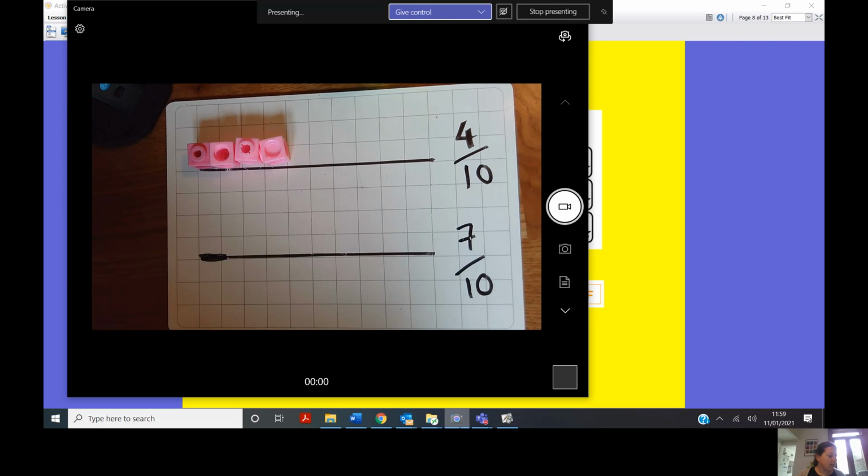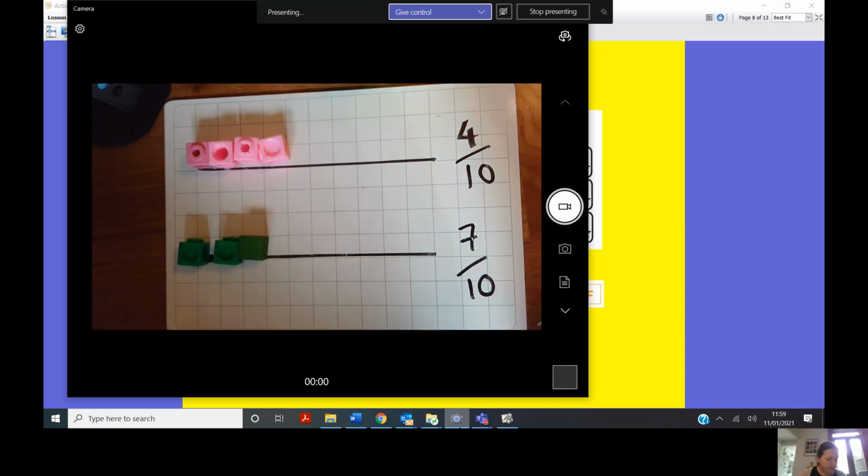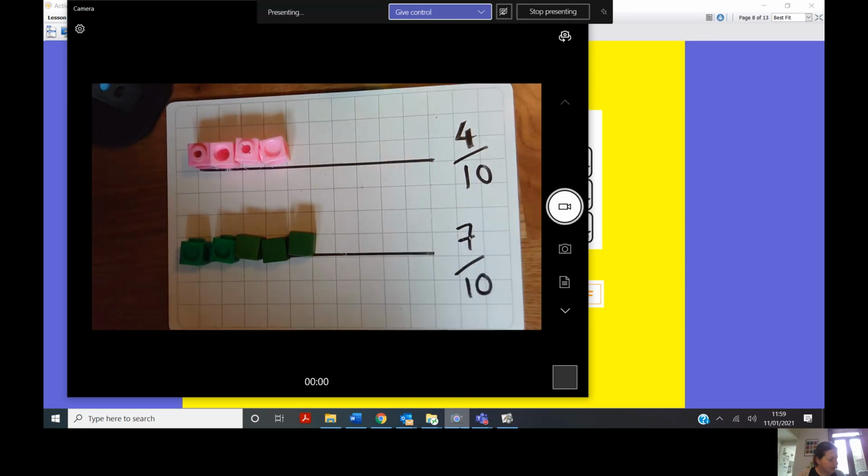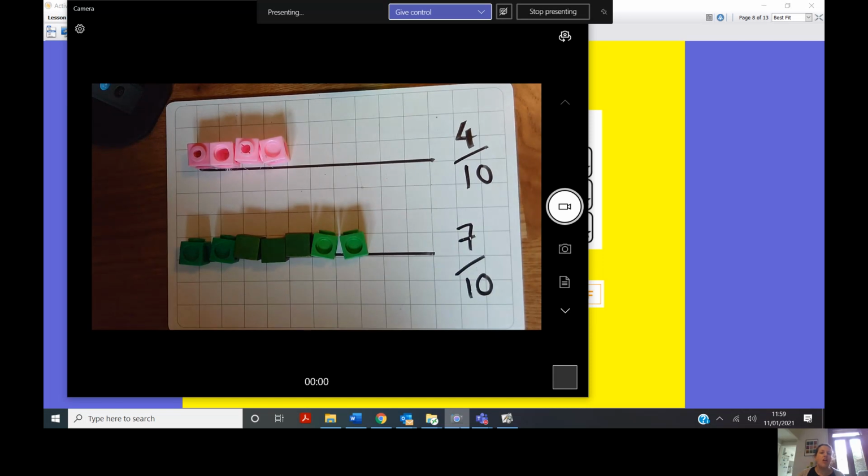Next, I'm going to show 7/10. 1/10, 2/10, 3/10, 4/10, 5/10, 6/10, 7/10. So I've represented my fractions using the cubes for us to have a quick, easy comparison.